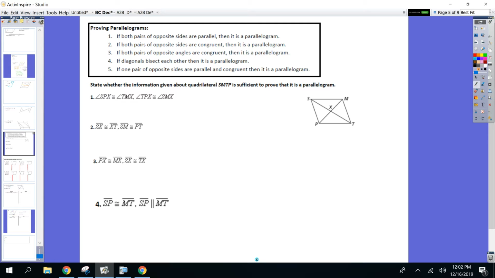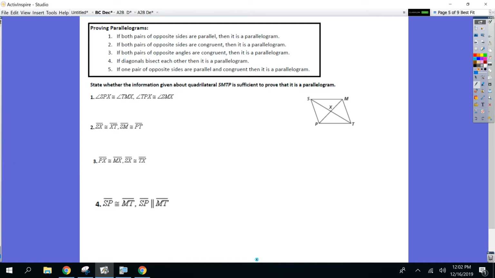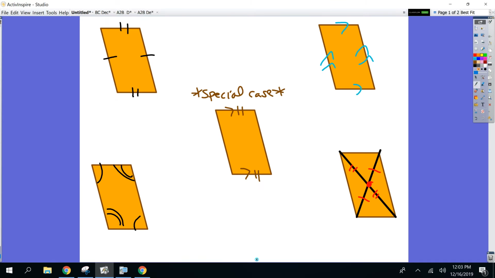I will give you a piece of information. Is it good enough to say that quadrilateral is a parallelogram? Here we go. First one, angle SPX is congruent to angle TMX. So those 2 angles are congruent. I don't know if anything's churning in your head right now, but since it's December 16th, I hope something is. All right, if you know those 2 angles are equal. Also, I'm going to give you angle TPX congruent to angle SMX. Knowing that info right there that I've marked on mine, is that good enough to say this is a parallelogram? Is that good enough for one of those diagrams?